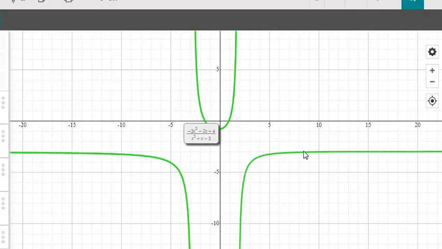As x gets infinitely larger, the value of the function approaches negative 3. And here, as x gets infinitely smaller, the value of the function approaches negative 3 as well.